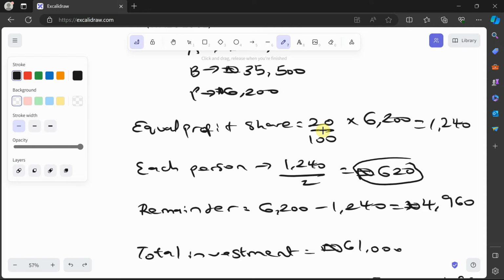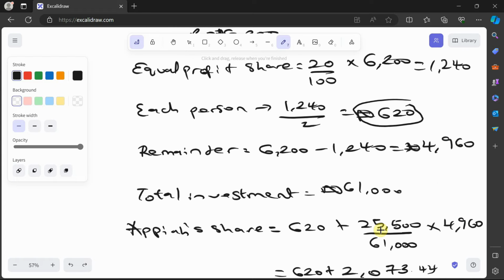So we now said out of this, each person is going to take 620 naira because it is split equally. Then I said the remainder. What was the remainder at this point? The total, which was 6,200, minus the amount that had already been shared, which is 1,240. So we had 4,960.